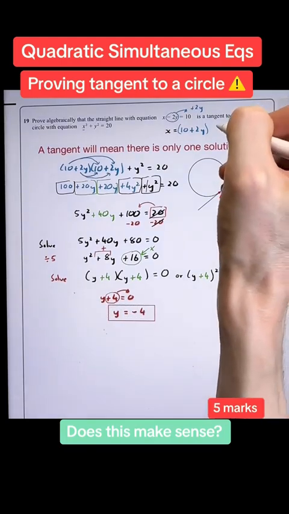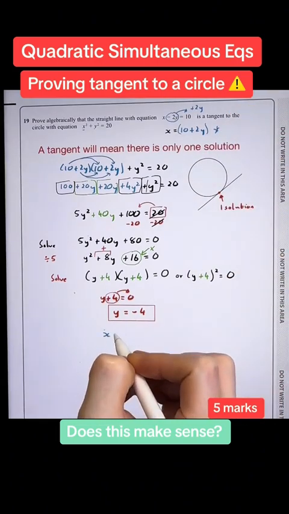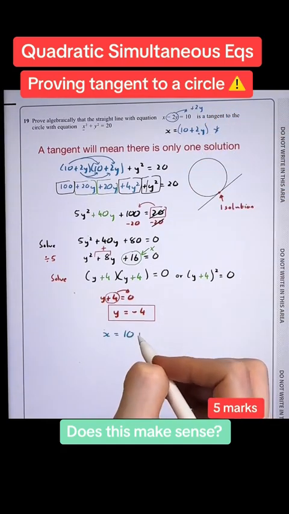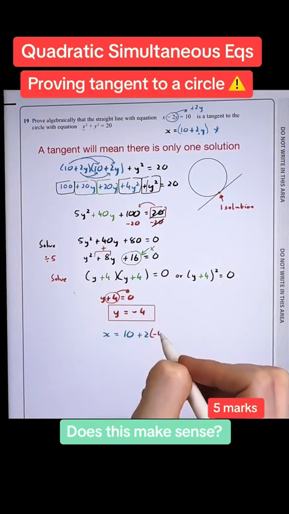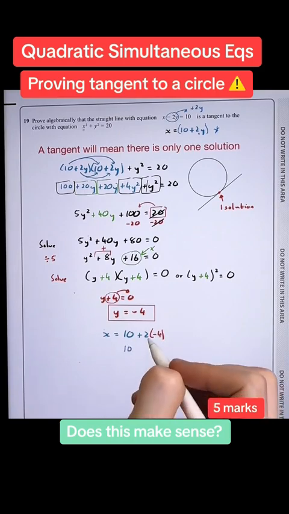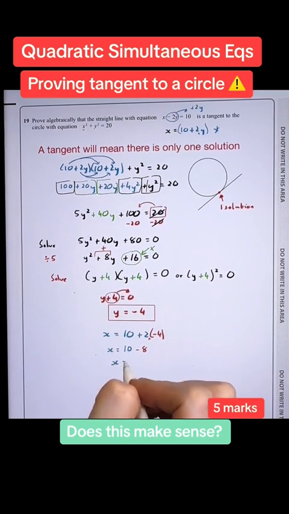To find my corresponding value for x, I know x is equal to 10 plus 2y. So therefore, x is equal to, leaving the 10 alone, while 2y in algebra means 2 multiplied by y. Hence, 2 multiplied by y, I just worked out y to be negative 4. Again, leaving the 10 alone, I know 2 times negative 4 gives us negative 8. And 10 subtract 8 gives us 2. Hence, my final answer is when x is 2, y is equal to negative 4.